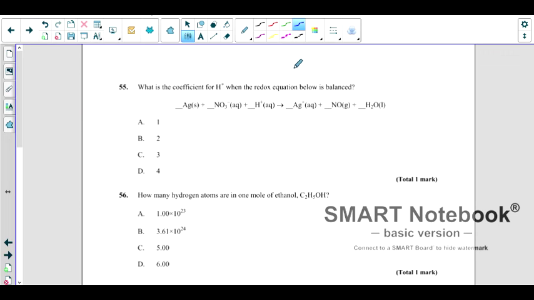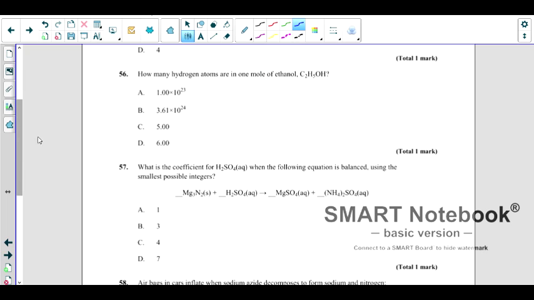What is the coefficient of H plus? Again, it is a redox titration. We will do it later in the electrochemistry chapter.